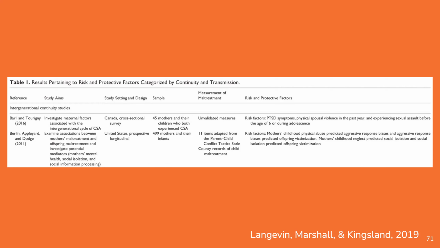You can see that this detailed table allows the reader to have, at a quick glance, a snapshot of every article under review in the systematic or scoping review by highlighting the most important parts, such as the authors' names, to make them easily identifiable, the study aims, the study setting and design, the sample size, the measurement of, in this particular case, maltreatment, and once again, any risk or protective factors, which, in the instance of this scoping review, were part of the inclusion criteria.